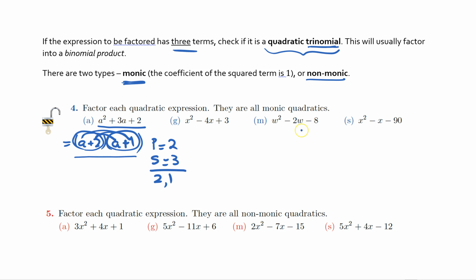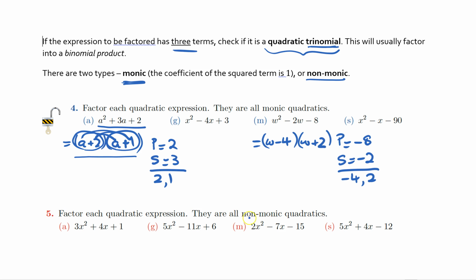Okay, let's have a look at this one over here. So same idea. When I factorise it, I want two things in brackets. I want two numbers that multiply to -8 and which add to -2. So if I had -4 and +2, that would do that. So these numbers here are -4 and +2.